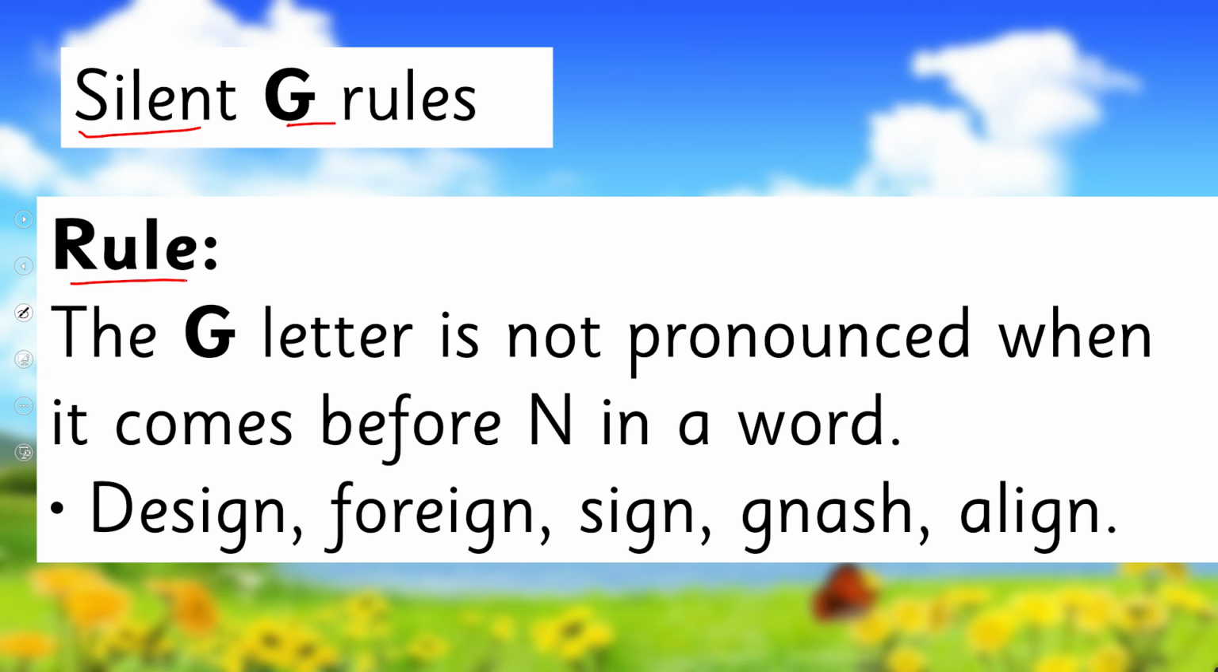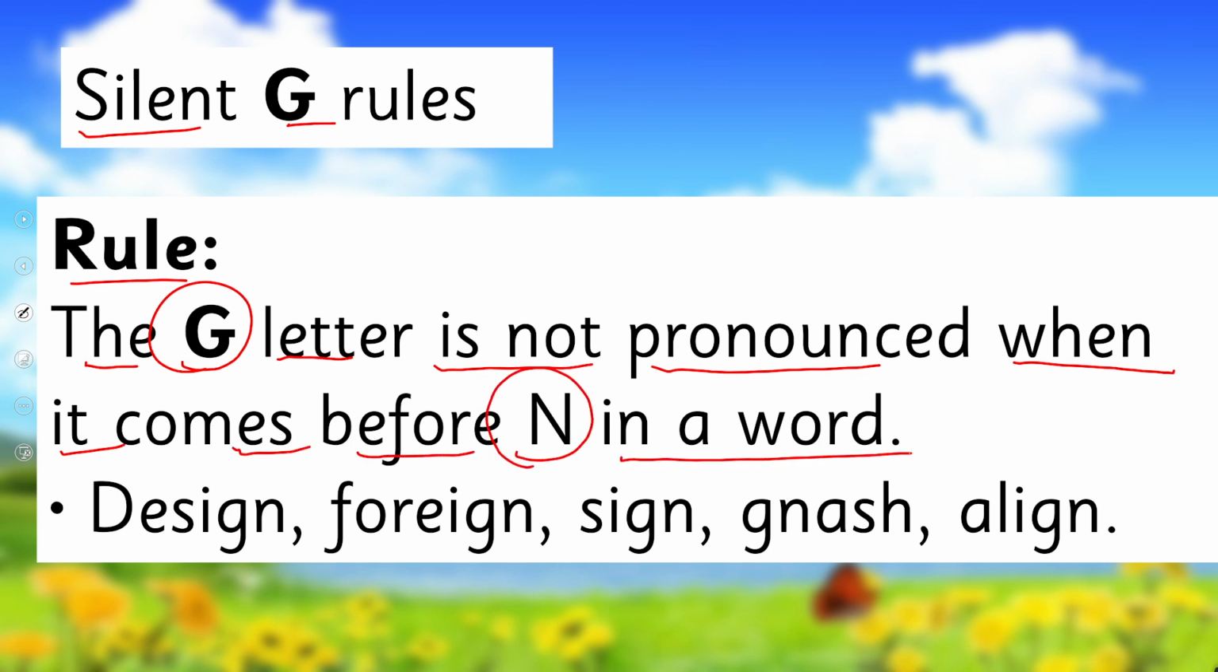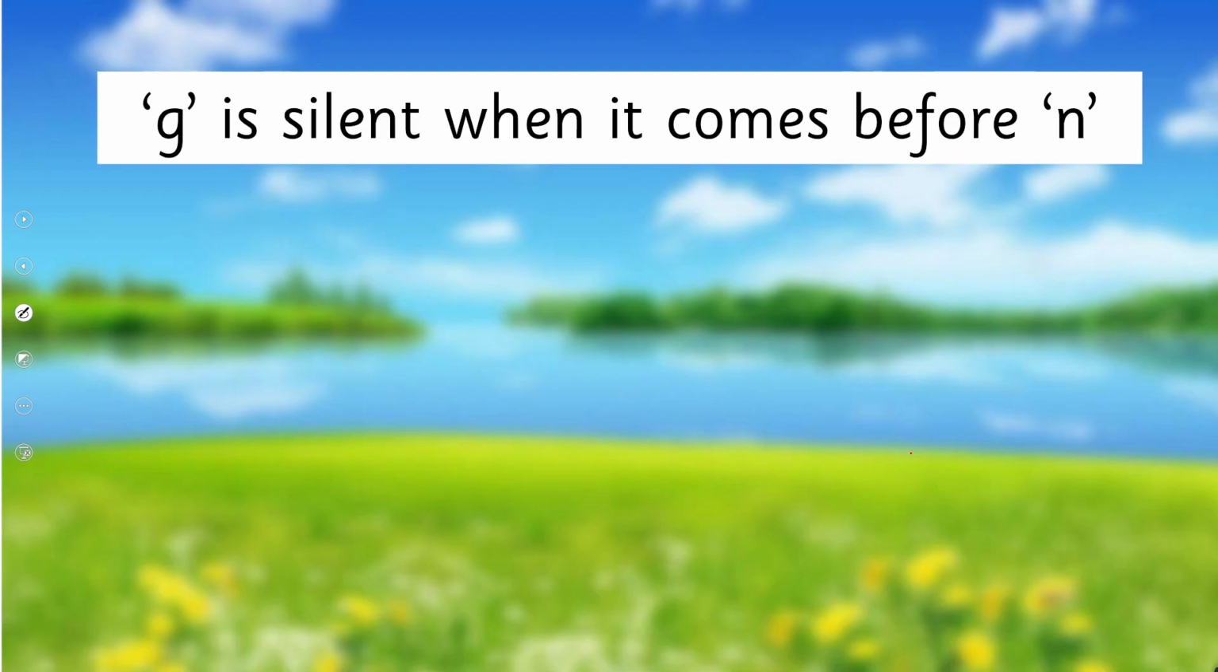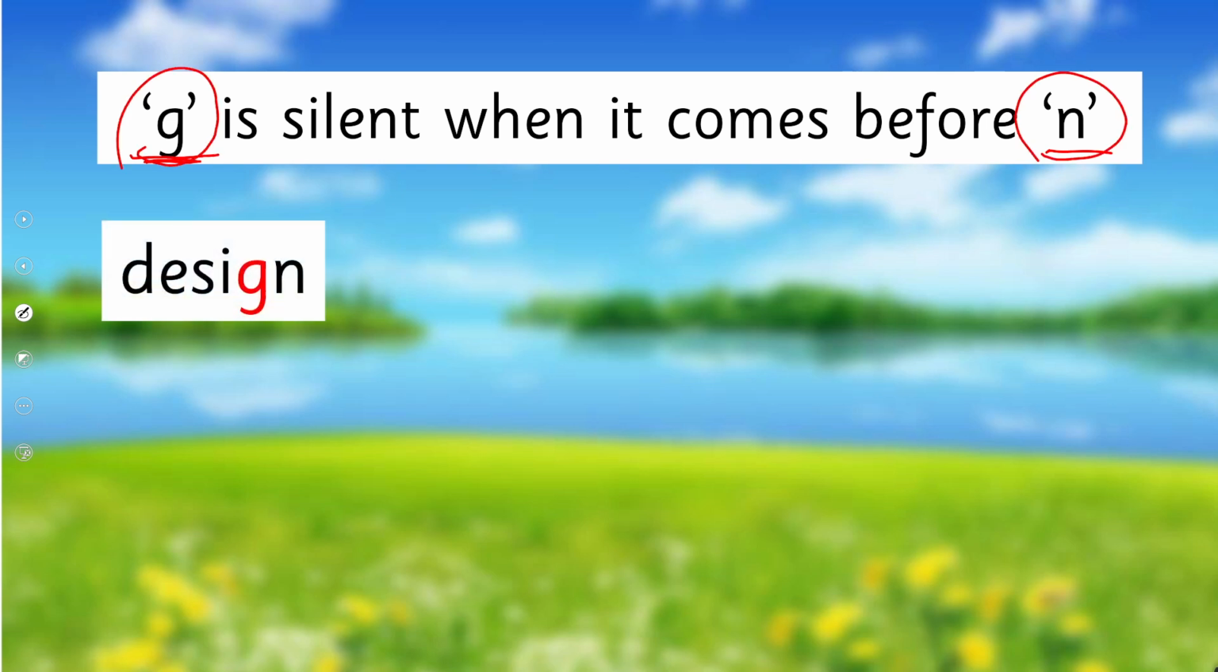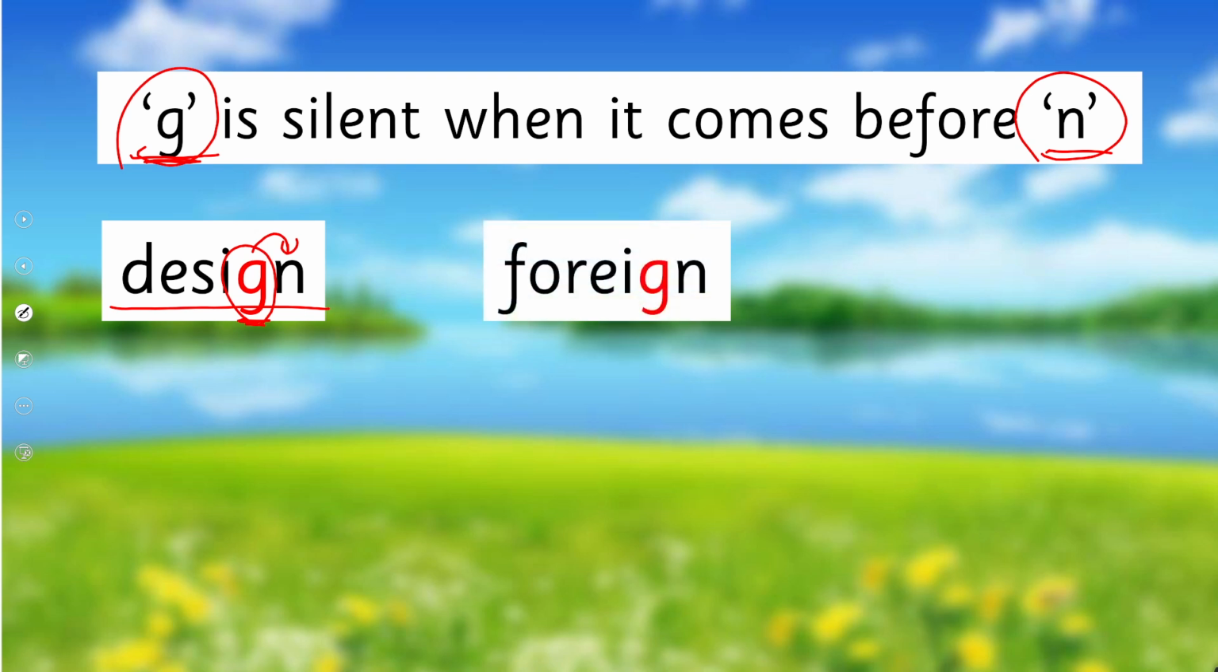Rule number 1, the G letter is not pronounced when it comes before N in a word. Okay, so whenever you see a word where G is present and it comes before N, means after G there is N, this G will be silent. For example, design. Now G is there and N is after G, so this G is silent and we will say it design.